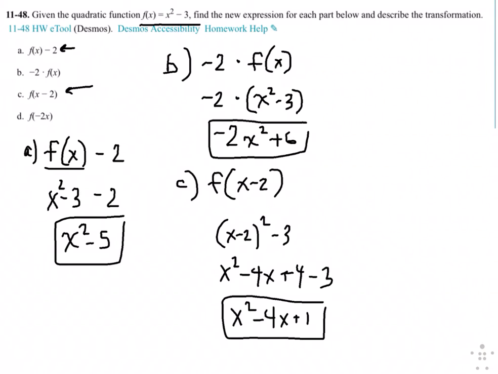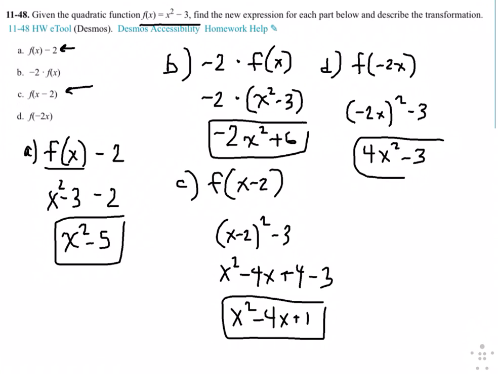units. And then d, let's see if we can fit it, f of negative 2x, right? So everywhere I see an x, I'm going to put a negative 2x. So I have negative 2x squared minus 3. We square that. Negative 2 squared is 4x squared, right, minus 3 for that. In this case, when we multiply by a negative inside the parentheses, it's going to reflect over the y-axis, right? It's going to reflect over the y-axis.